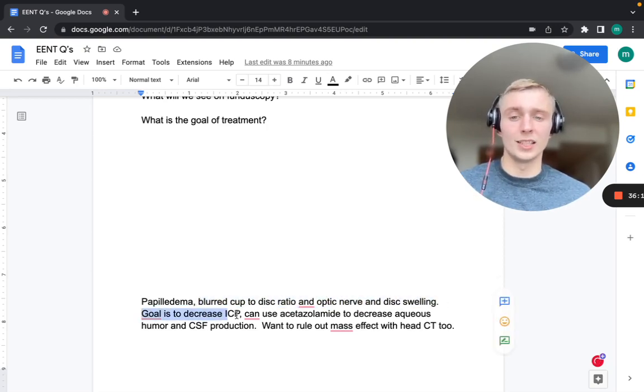The goal, of course, is to decrease the intracranial pressure. We can use acetazolamide for that to decrease the aqueous humor outflow and also decrease CSF production overall. They do have idiopathic intracranial hypertension as well, so that would help too, acetazolamide. And we want to rule out a mass effect with a head CT too. So again, papilloedema.